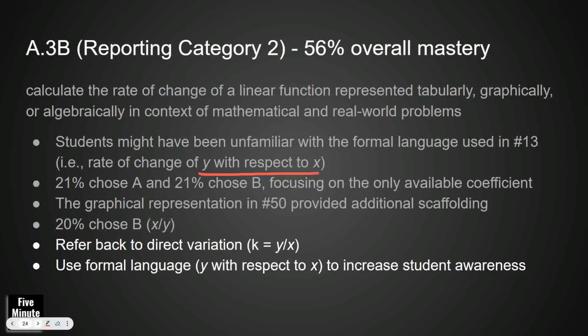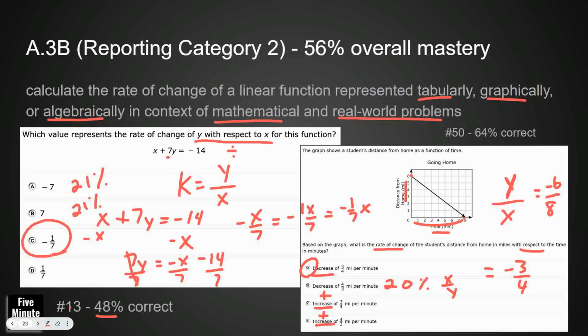So let's go back into our direct variation, k equals y over x. Let's use this formal language, y with respect to x, or if it's in context, distance from home in miles with respect to. If we use that again and again and again, that will trigger this idea that, oh, we're dealing with our rate of change, and we know how to calculate rate of change.